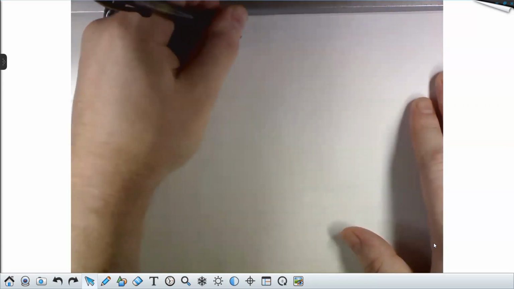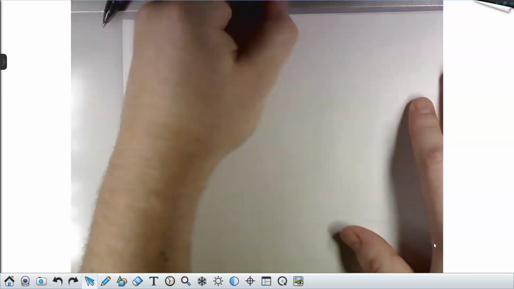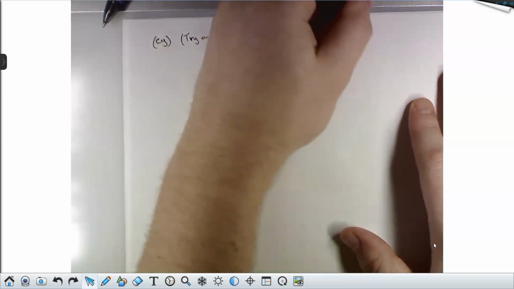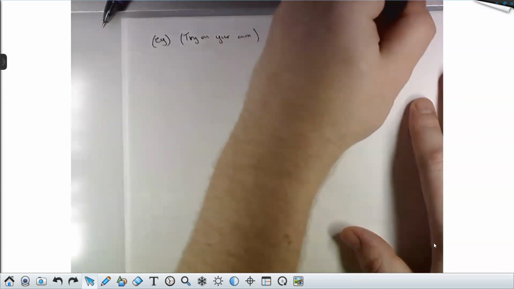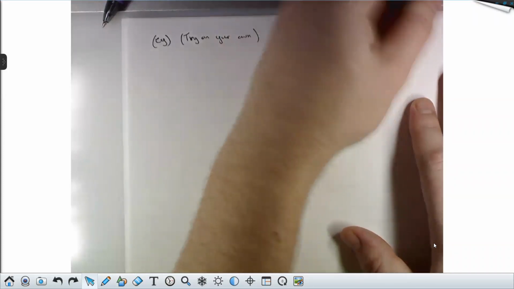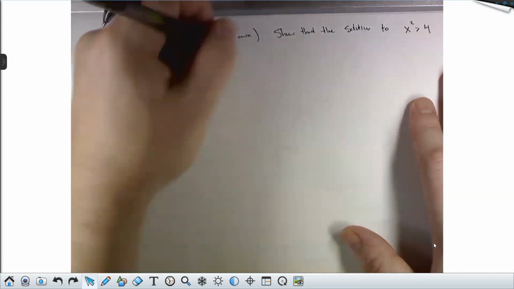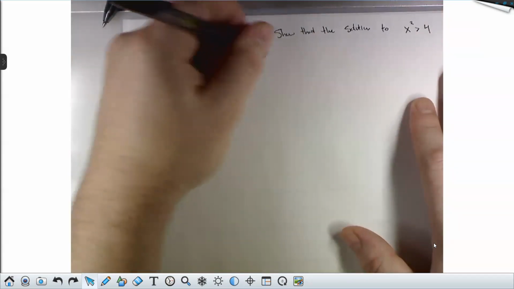All right. Quick note. I'd like you to try this on your own. Show that the solution to, I'm just going to flip the inequality over, x squared is greater than 4, is negative infinity to -2 unioned with +2 to infinity.